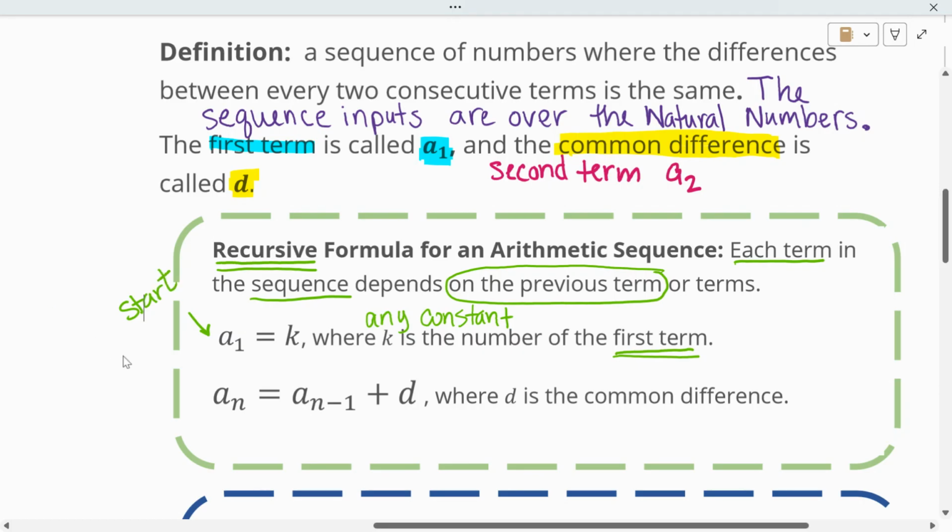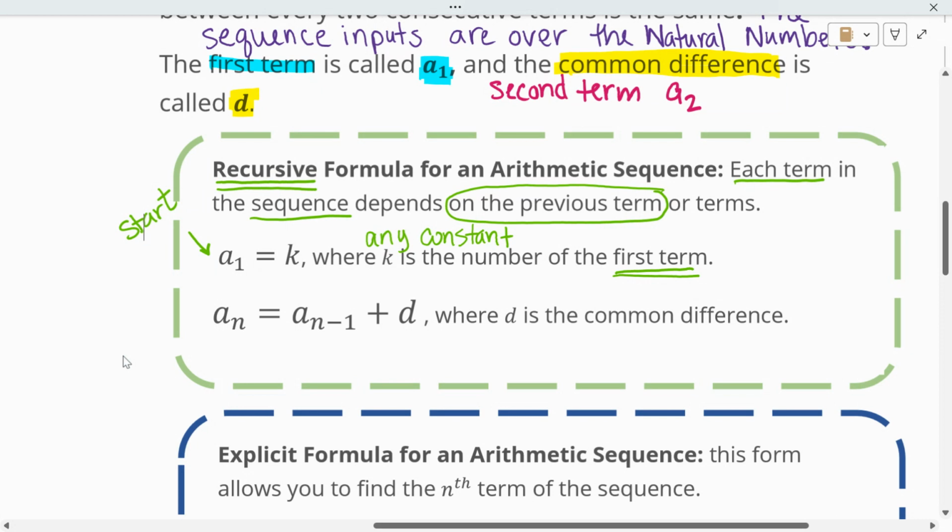Okay? So the recursive formula is a sub n. This means any nth term in my sequence can be found equals, I have to know the term that came before it. So if I said what's a sub 20, well, that means I need to know what is 20 minus 1. That means you have to know what a sub 19 is. That's what this is saying. You have to know what the term before it is, plus the common difference. That's how we explain that, okay?